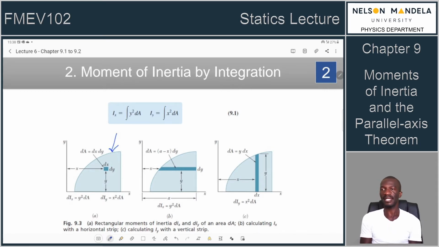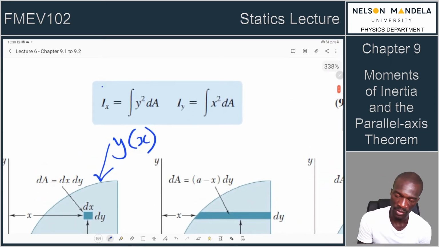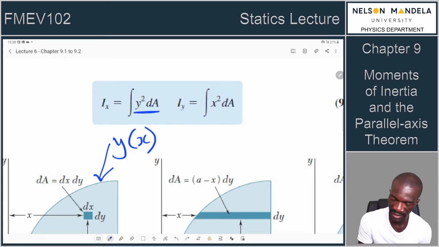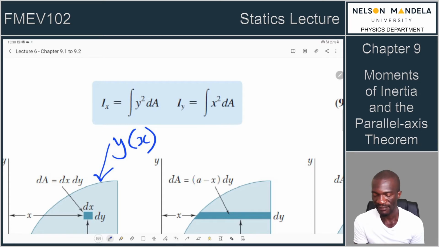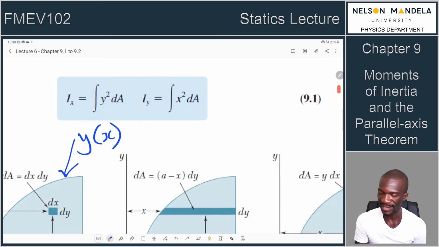So if we have an analytic function, which is a y as a function of x, a y as a function of z, whichever way, you can generally use your calculus using that function to then calculate the moment of inertia. So our moment of inertia has that symbol I. If it's about the x-axis, it's obviously y squared dA. If it's about the y-axis, it's obviously x squared dA. That is the meaning of equation 9.1.